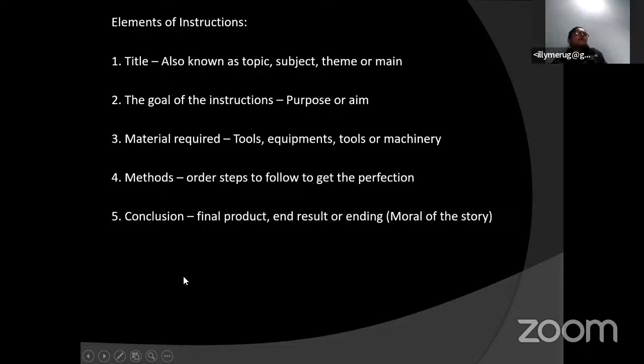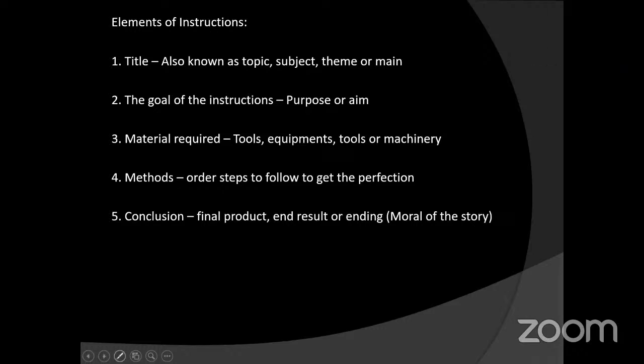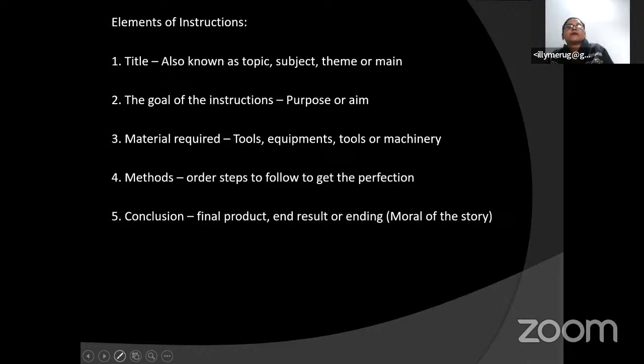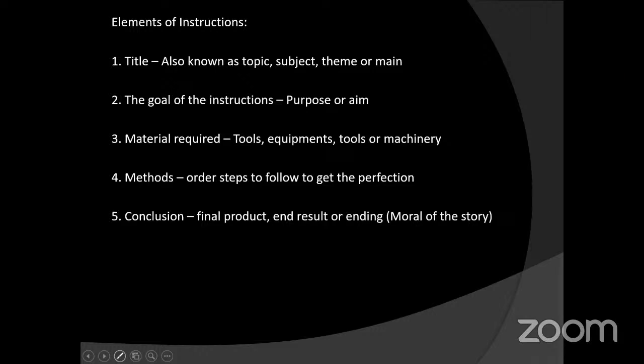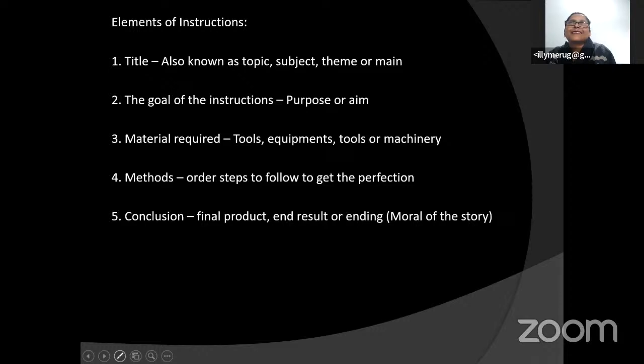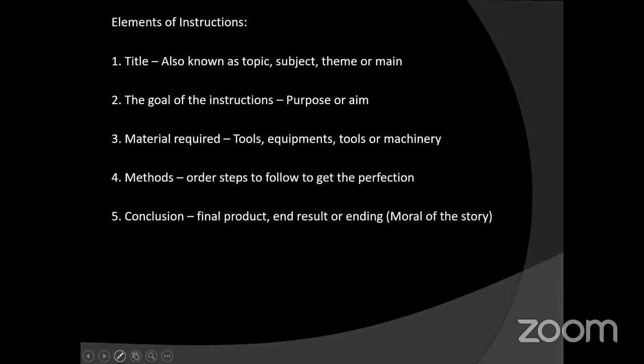Okay, so elements of the instructions are divided into 5. One is title, also known as topic, subject, theme, or main. We discussed about main, right? So one of the elements is the topic or the theme. In a sentence, if you're talking about 25th of December, so what becomes title here? Christmas. Oh, you've gone to the next level, but I'm talking about birthday here. Birthday is the topic here.